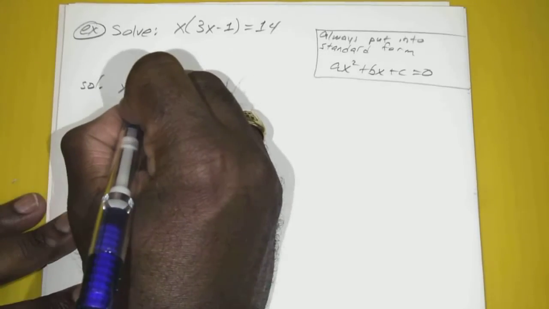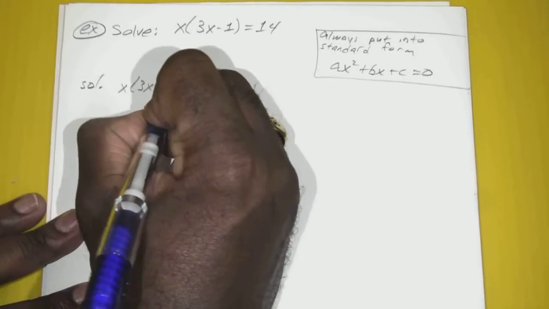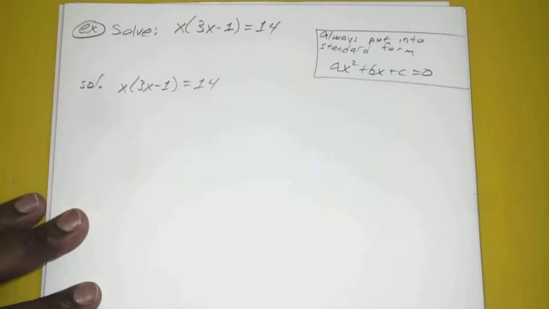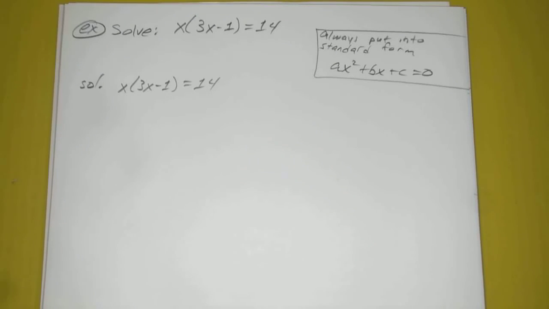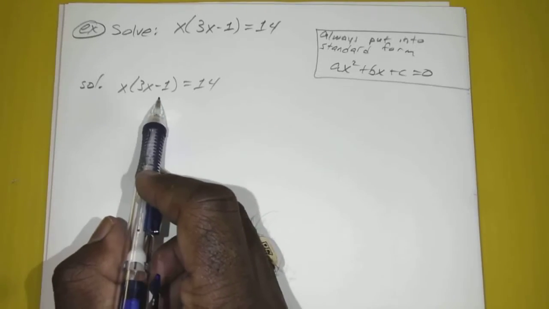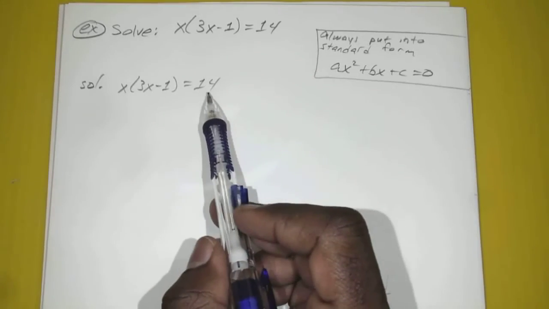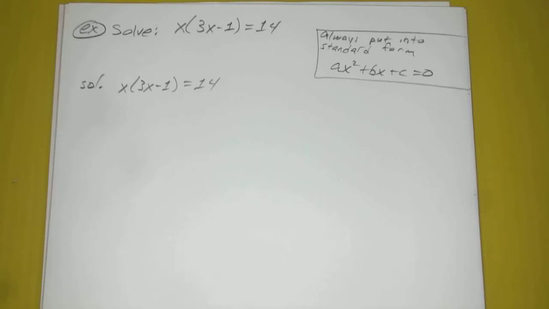Okay, so we have x times 3x minus 1 equals 14. And I've seen a lot of times you'll get the urge to just set both of those to 0. That only works if it's equal to 0. That's why you couldn't just do that right from the beginning.